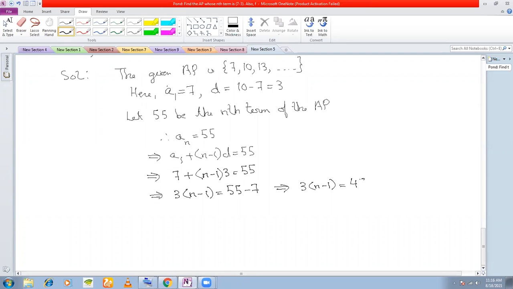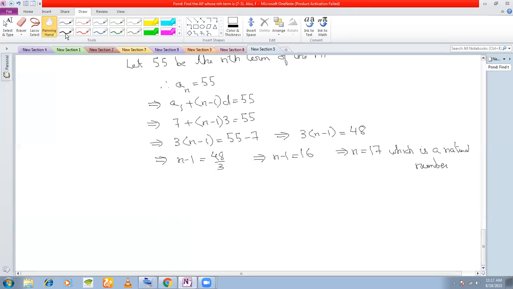So you get 3 times n minus 1 is equal to 55 minus 7, which is 48. That means n minus 1 is equal to 48 by 3. N minus 1 is 16. That means n is equal to 17, which is a natural number. In the earlier case, if you remember, we had got a fraction number.